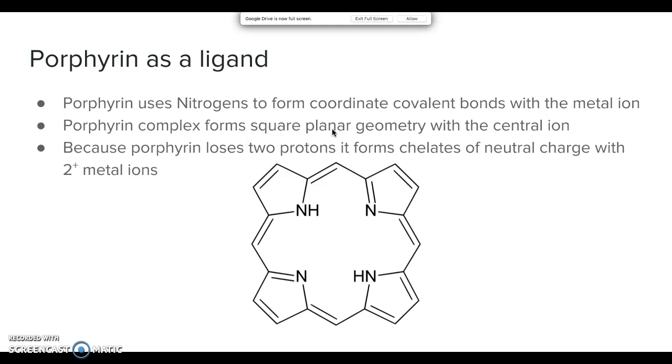Porphyrin is a ligand, and it uses nitrogens to form coordinate covalent bonds with a metal ion. And the porphyrin complex forms square planar geometry with the central ion. Because porphyrin loses 2 protons, it forms chelates of neutral charge with 2+ metal ions.